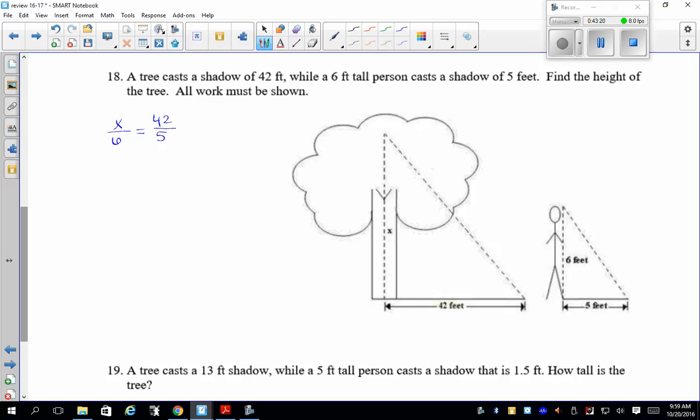When I cross multiply, you're going to get that x equals 50.4 feet.